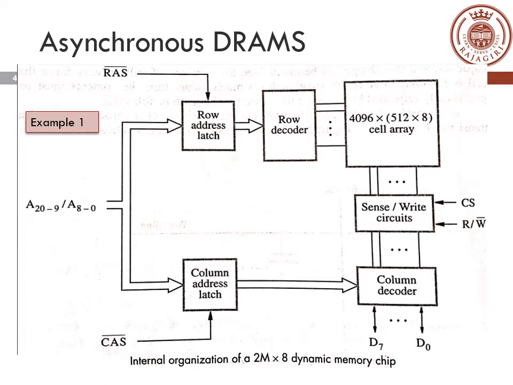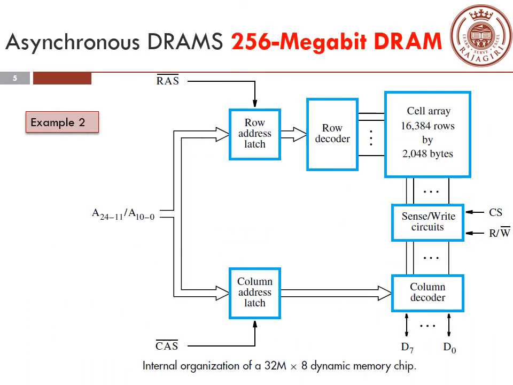Now we will see one more example. Now you are going to make a DRAM which is having 256 megabits of data. Now let's see how to make the alternate configuration.